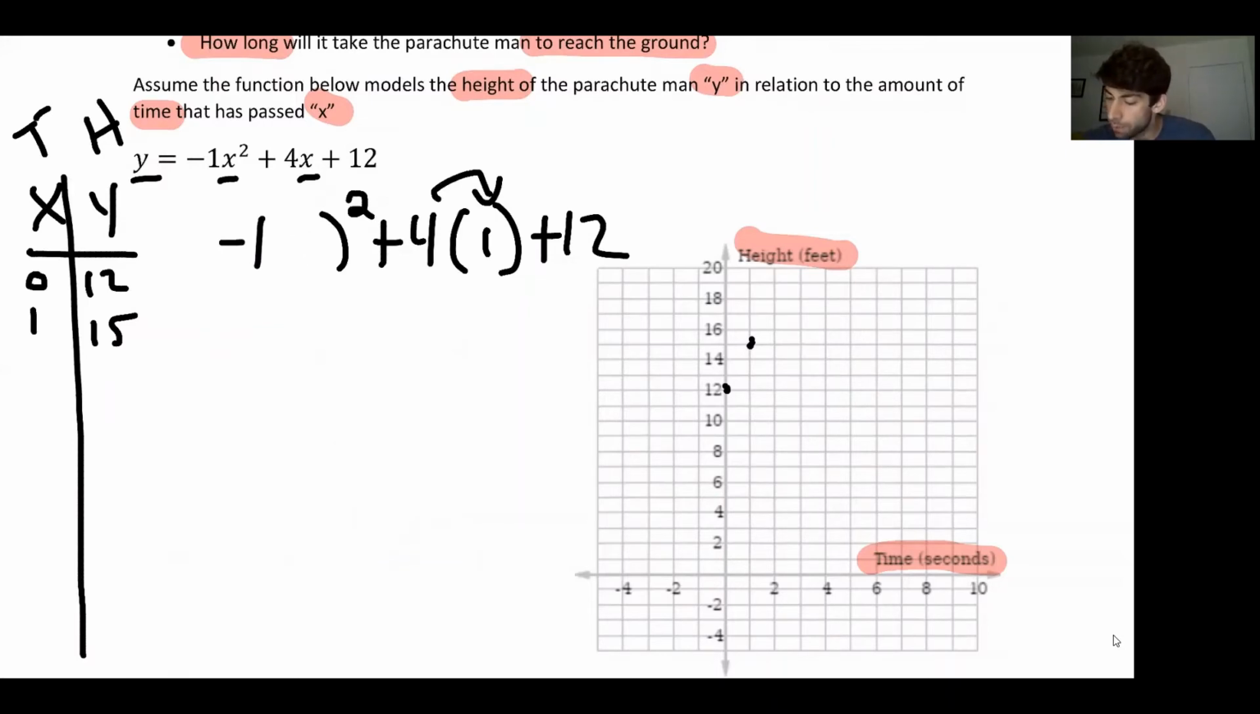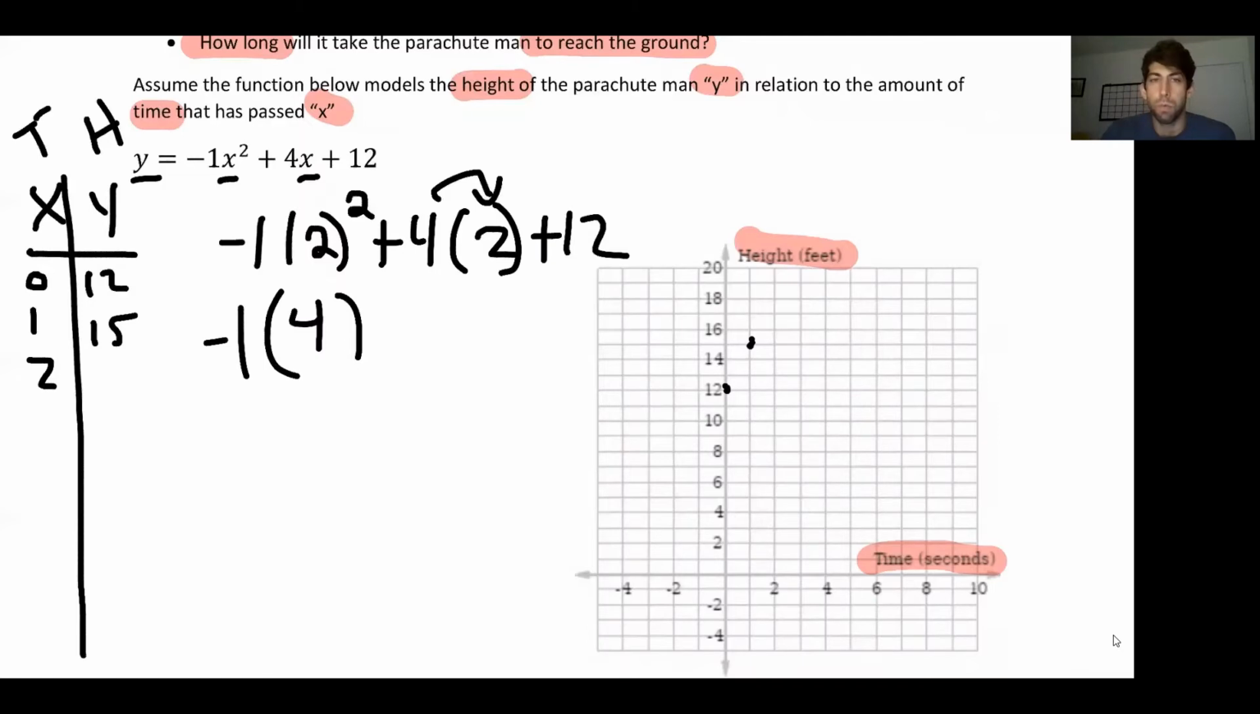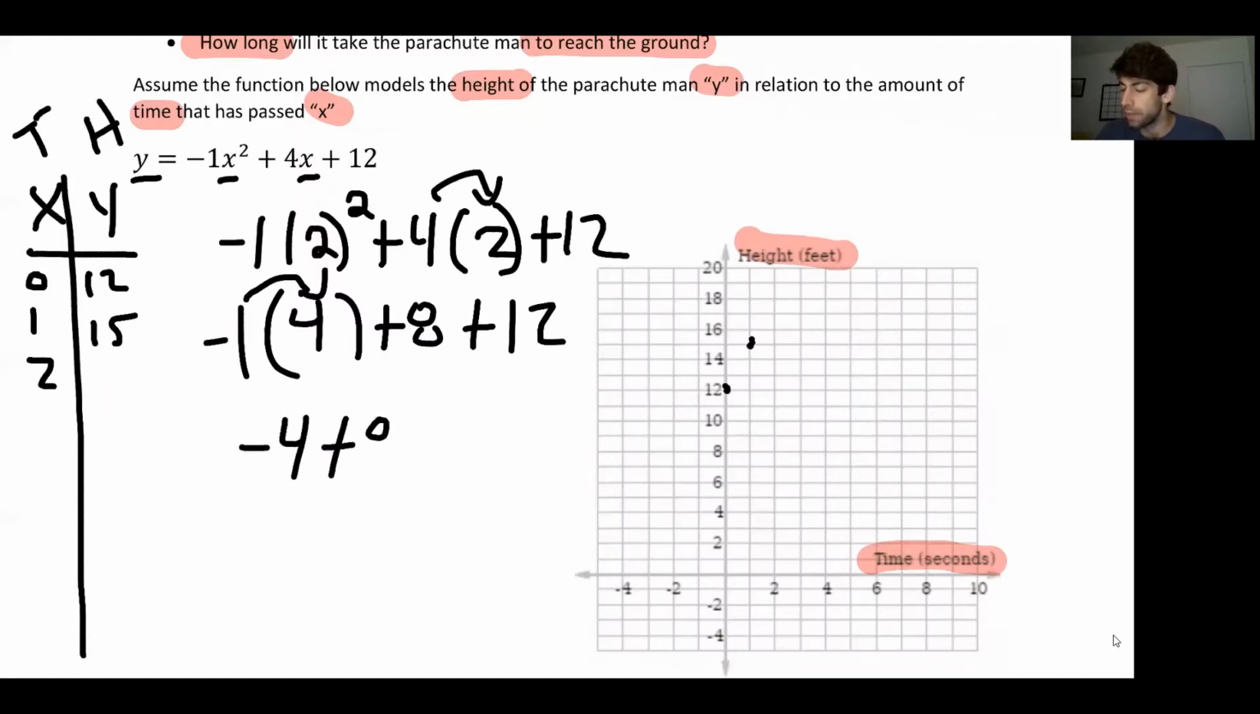Let me fix that. There's the parentheses. Okay. Now, oops, I forgot the other one. Now the next value we're going to plug in is what happens at 2 seconds. So we plug 2's in for both x's. Well, 2 squared is 4 times -1. 4 times 2 is 8 plus 12. Now we can distribute the -1. We're just evaluating over and over. -1 times 4 is -4 plus 8 plus 12. -4 plus 8 is 4 plus 12 is 16.